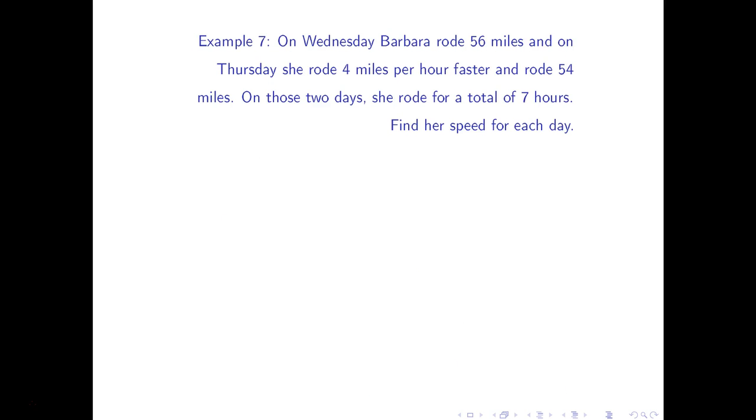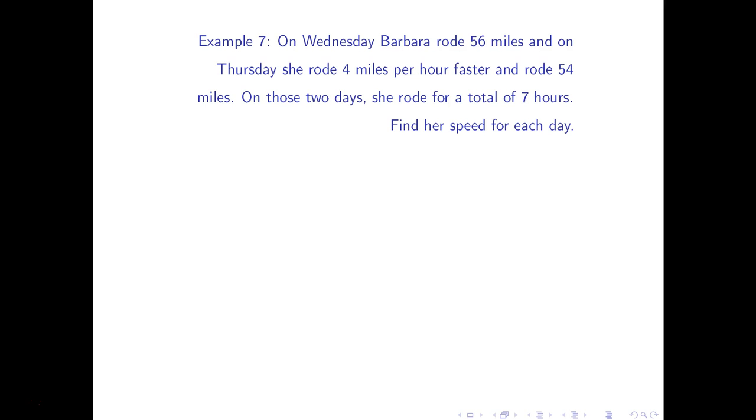This one, I'm dealing with Barbara, and we're going to say she's riding her bike, 56 miles on Wednesday. And on Thursday, she rode 4 miles an hour faster, and she rode 54 miles. Wow, I can't read tonight. On these 2 days, she rode for a total of 7 hours. So what are we looking for is the first question. Probably should ask you. I'm looking for a speed for each day.